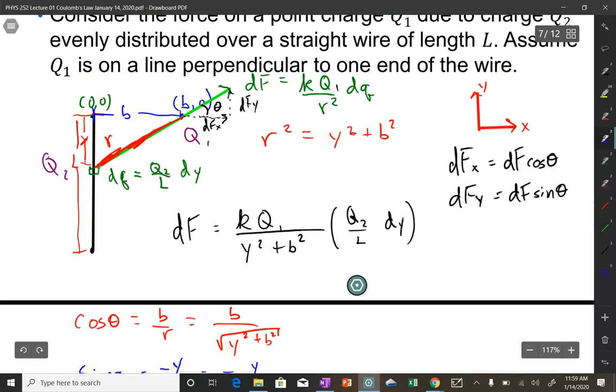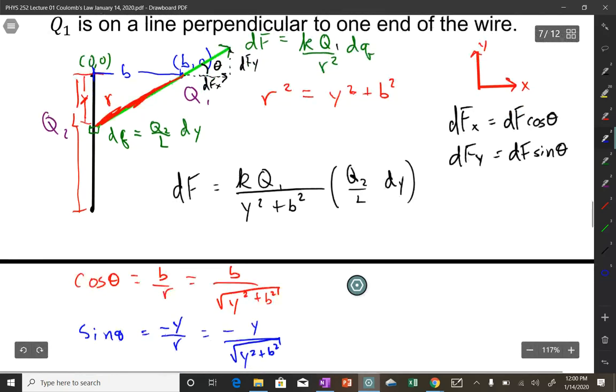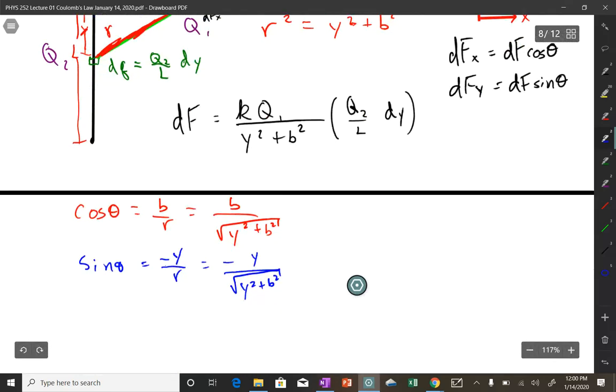Negative because I put my origin at the top of this, and with my positive y going up, that means my y's are negative values, but my thetas were positive values as defined here. I've made a sign error here about half the years I taught this, so I did everything before class to make sure I squared away my sign errors. So there we have sine theta and cosine theta.